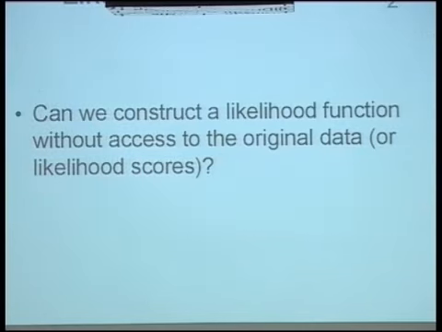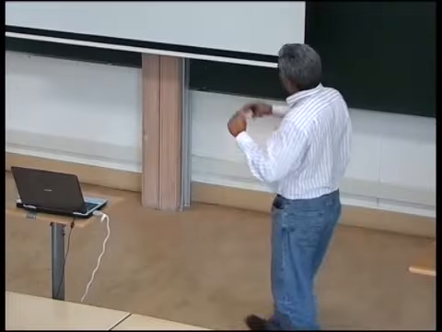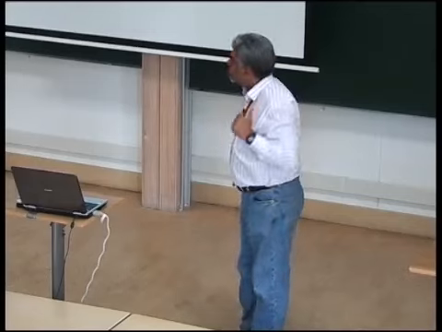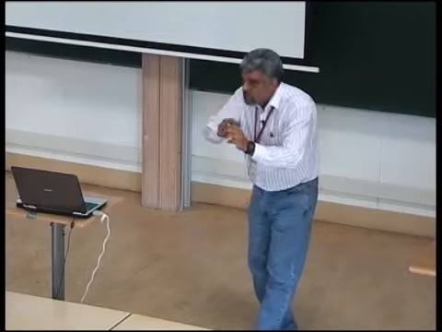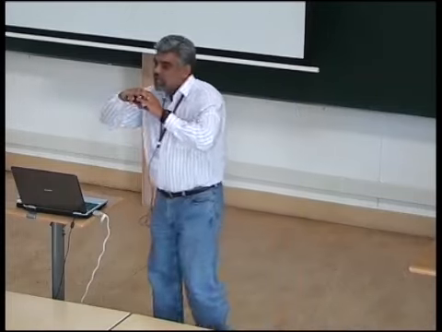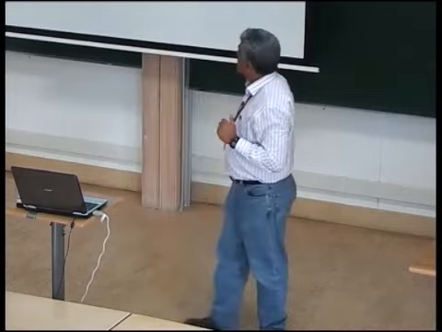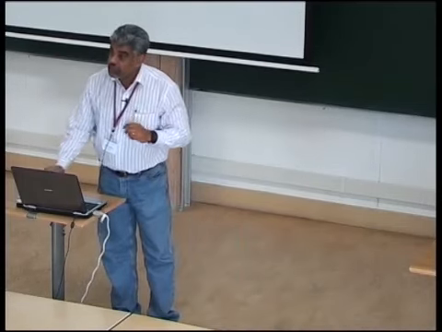So what we really want is a nice likelihood function that can allow us to assign these likelihood scores to supertrees without access to the original data, the original sequence data, the original protein data, the original morphological data, etc. And without access to the original likelihood scores for all of the profiles for each subset.